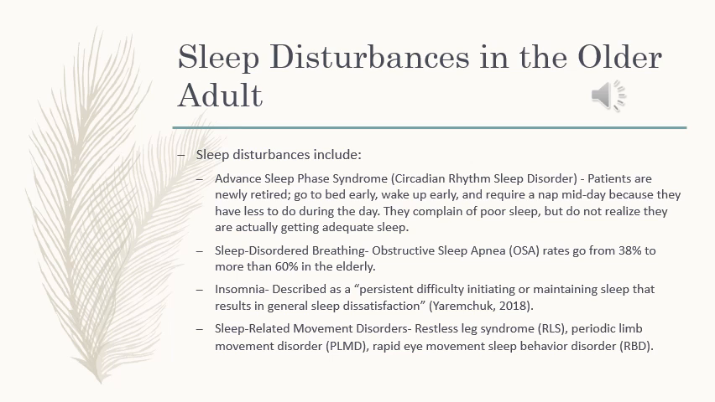Another type of sleep disturbance is sleep disordered breathing, or obstructive sleep apnea is one of those. The rates go from 38% to more than 60% in the elderly, and don't usually include obesity as a risk factor for that. There's also insomnia. This is described as a persistent difficulty initiating or maintaining sleep that results in general sleep dissatisfaction. Also, the last one, sleep-related movement disorders. This includes restless leg syndrome, periodic limb movement disorder, rapid eye movement sleep behavior disorder.